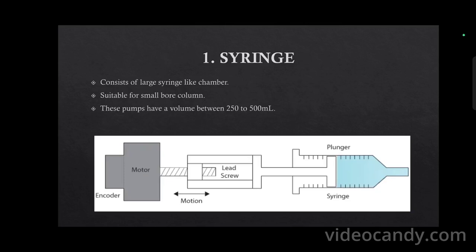Syringe type pump consists of a large syringe-like chamber suitable for small bore columns, and these pumps have a volume between 250 to 500 ml. Double syringe pumps have also been developed, in which one piston is delivering the solvent to the column while the other one is refilled from the reservoir. Here is the visual representation of the syringe type pump.